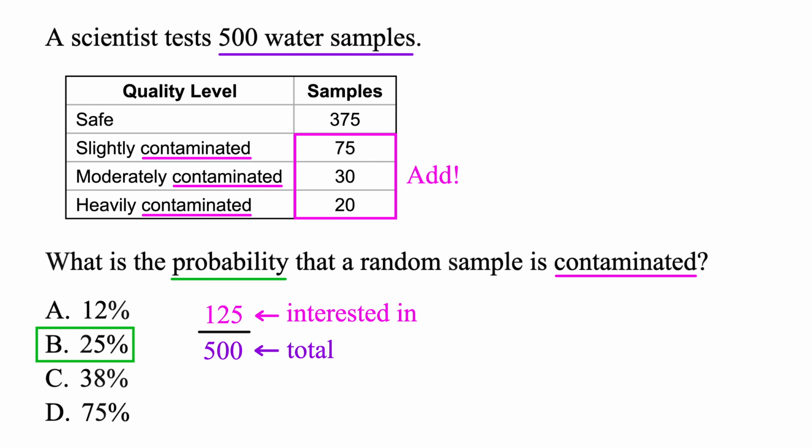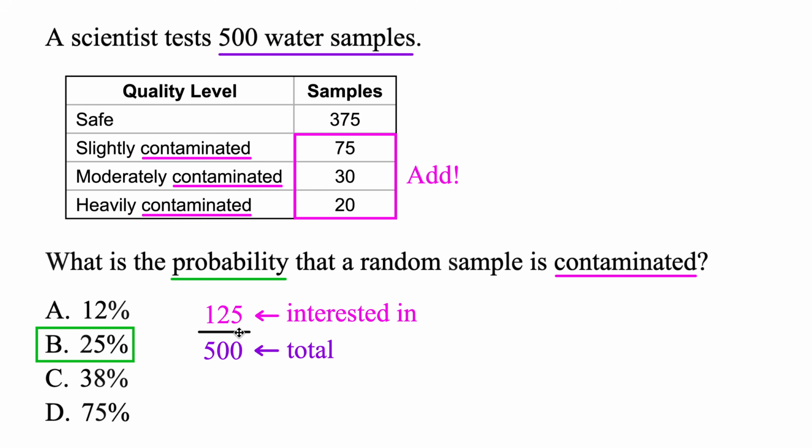So B, this is the correct probability, or there's a 25% likelihood that one of these random samples taken will be contaminated. And that makes sense because a majority of them are safe, so it's not very likely that it will be contaminated. So once you know how to set up a probability and plug it in the calculator, you'll be good for any of these.